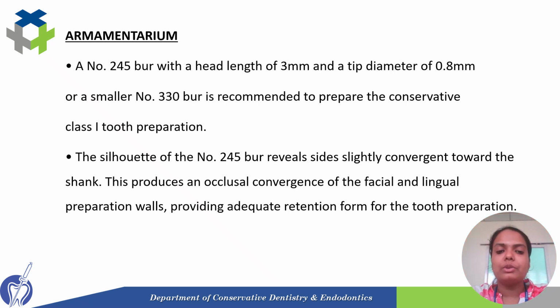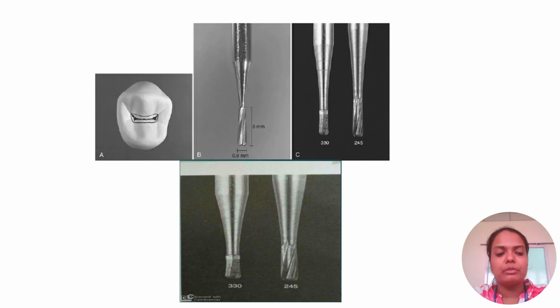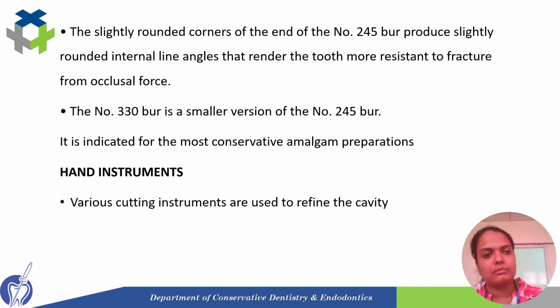The silhouette of the number 245 burr reveals sides that are slightly convergent towards the shank. This provides the natural occlusal convergence that we require on the facial and the lingual walls. So this is a diagram of a number 245 burr, and also you have a 330 burr. The slightly rounded corners of the number 245 burr produce rounded internal line angles, which is a necessary feature to prevent any fracture due to occlusal forces.